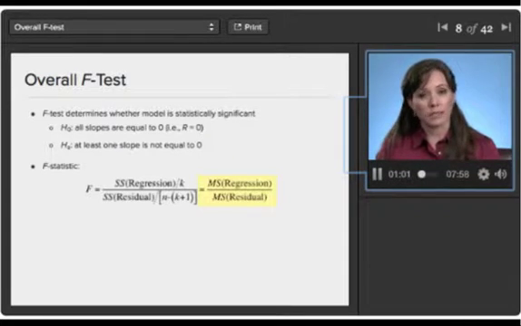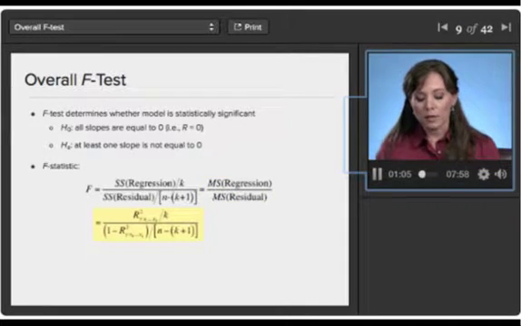We could write this statistic, however, as a ratio of R-squares, where we're looking at the R-square for the entire model divided by 1 minus R-square and its associated degrees of freedom. If we form it in this way, we can see how R-square itself would be a measure of how well the model is fitting the data.